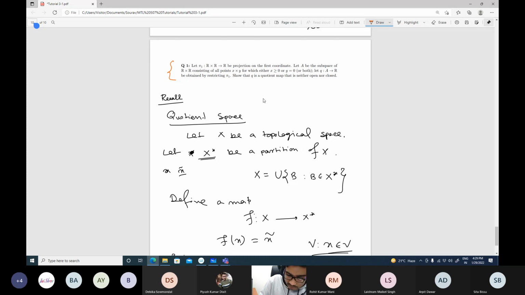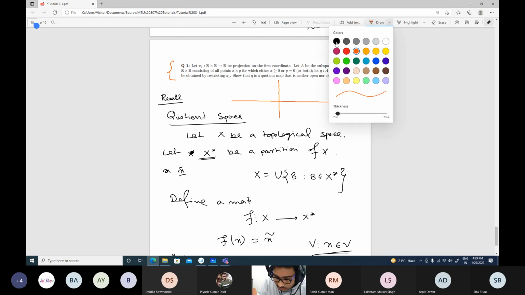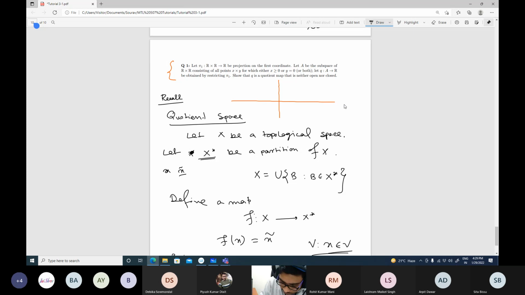Here we are taking the subset Z as previously, but here we are taking this subset. Look at the image: this is the X axis, this is the Y axis. We are considering the subset consisting of either x greater than or equal to 0 or y equal to 0. It means we are taking this part, including this, where x is greater than or equal to 0.